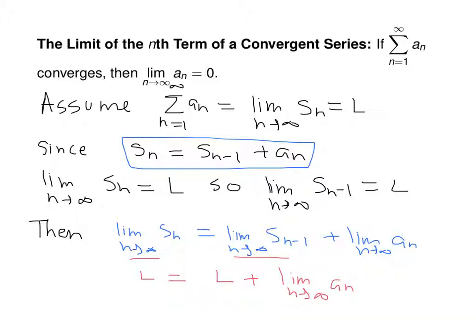And when we solve for the limit as n goes to infinity of a sub n, we take away L from both sides, and this implies what we needed to show. The limit of the terms is 0.